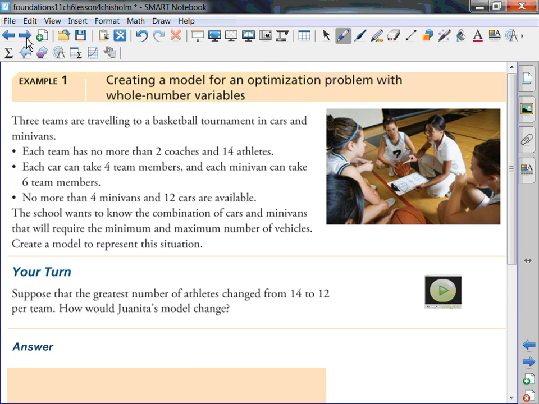Let's see. The your turn question says, suppose that the greatest number of athletes changed from 14 down to 12 per team. It's asking how Juanita's model changed. Let's take a look at that.